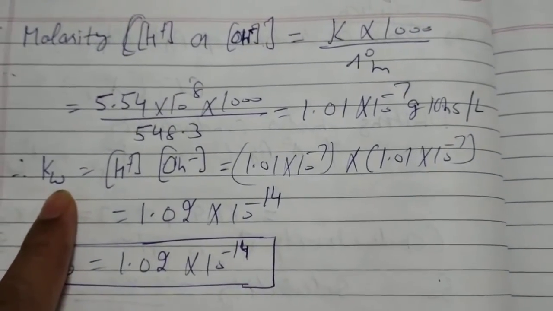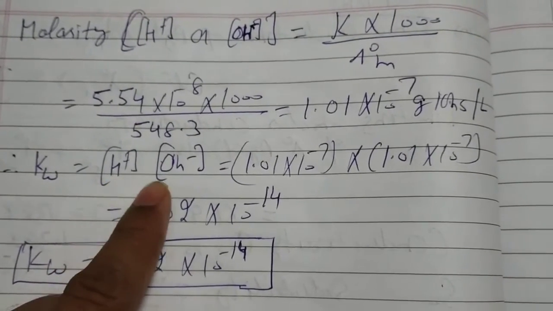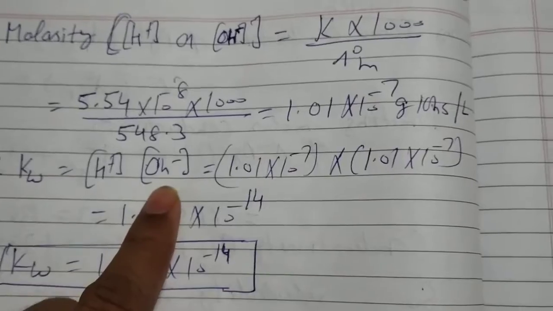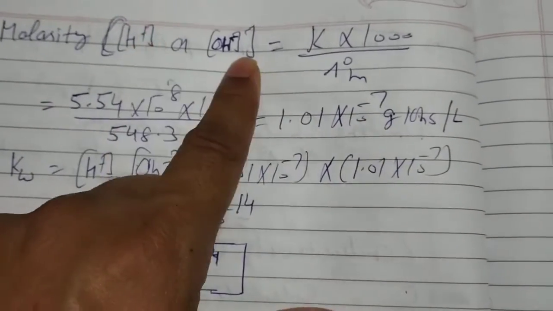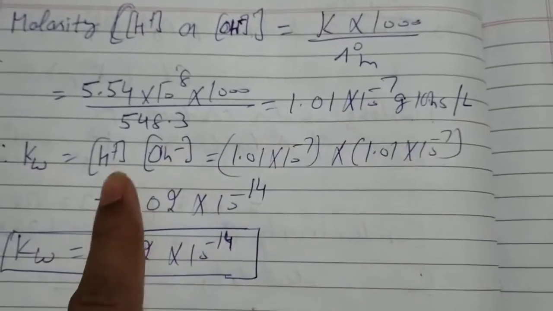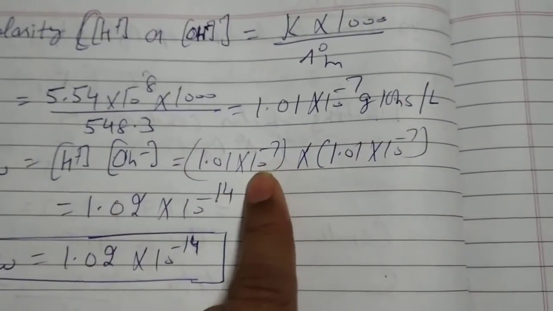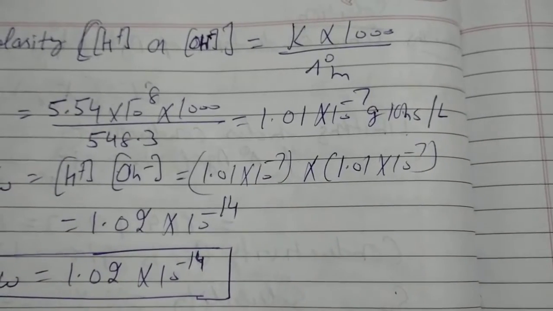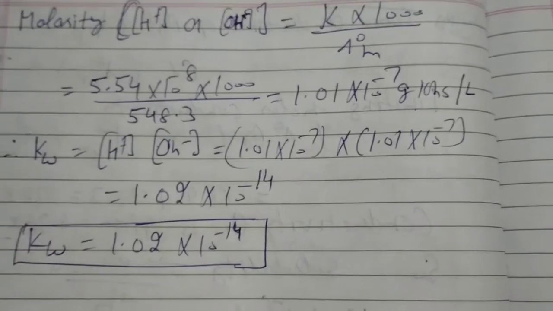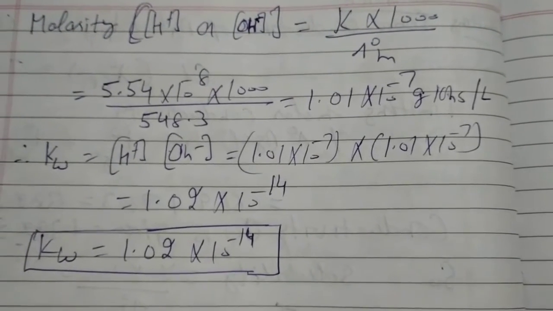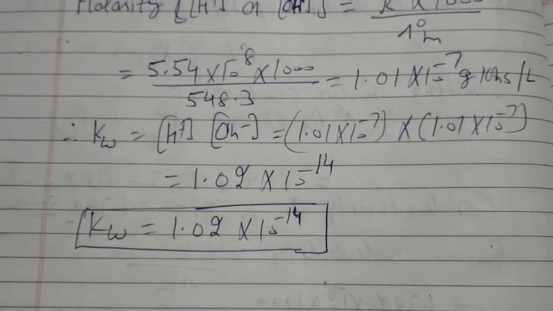What is the ionic product of water? We have already studied it in class 11. Kw is equal to the molar concentration of H positive multiplied by the molar concentration of OH negative, and this value is equal for both H positive and OH negative. When we multiply these two values, 1.01 into 10 raised to power -7 into 1.01 into 10 raised to power -7, this will come to 1.02 into 10 raised to power -14. So this is the ionic product of water.